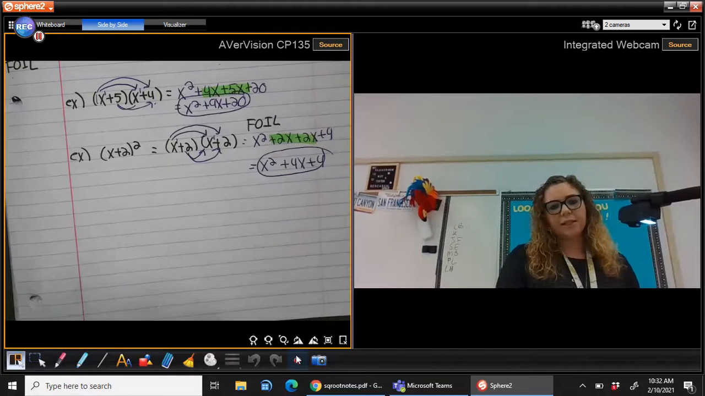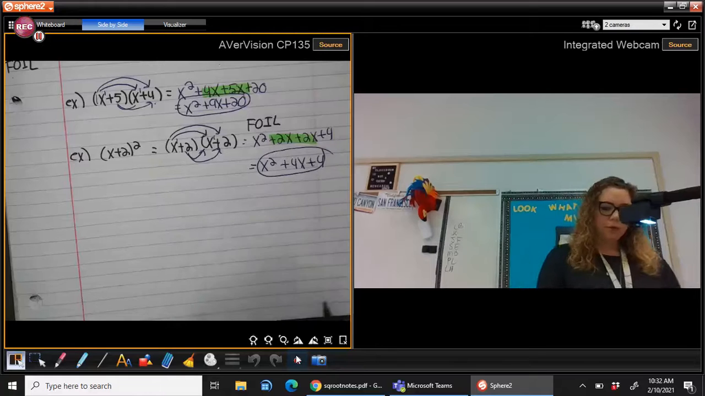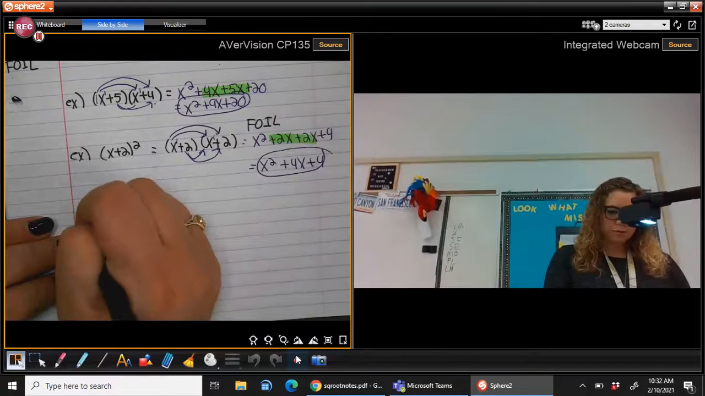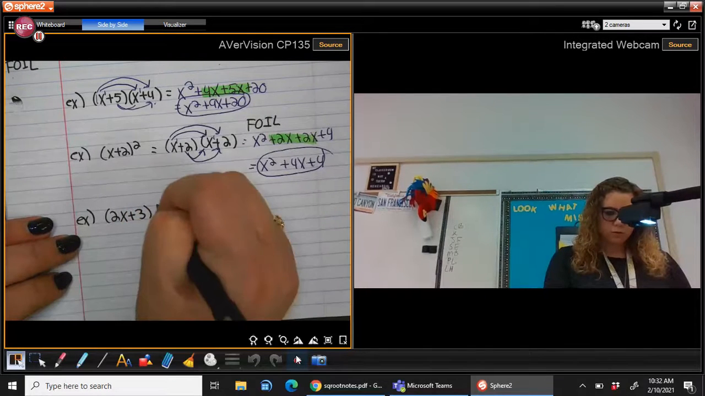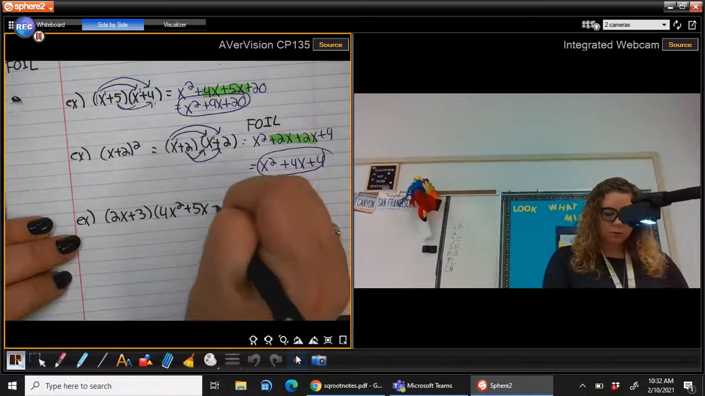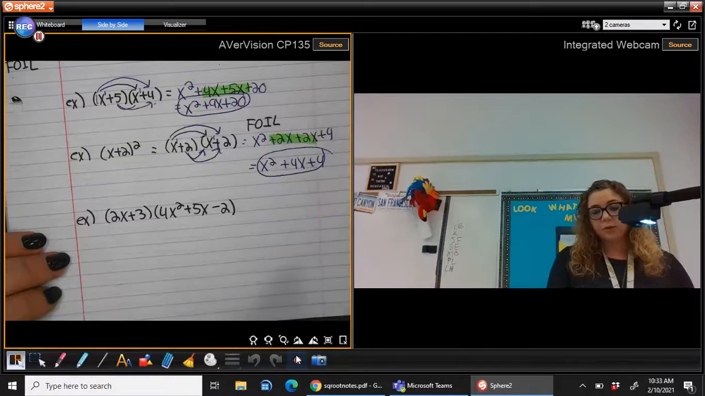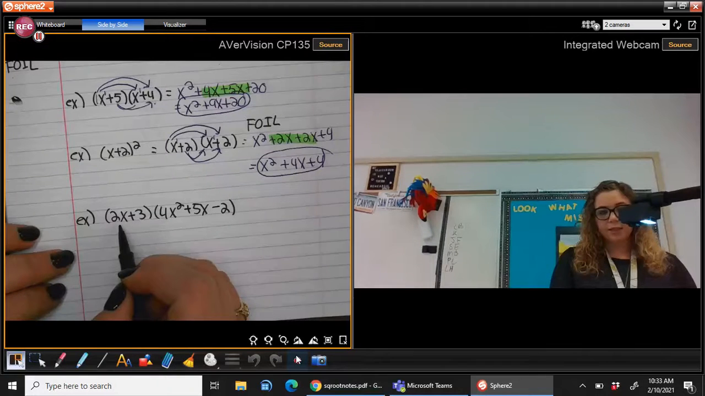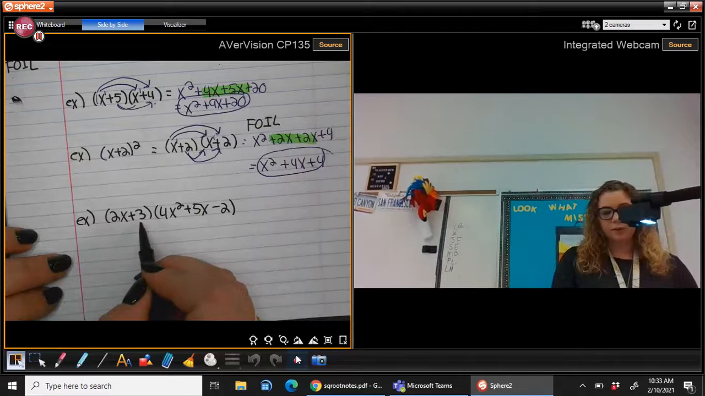Sometimes they're not always going to be this straightforward, okay? Sometimes they might look like this. And if that's the case, you cannot use the FOIL method because you don't have two binomials, okay? You have to distribute this 2x into every single thing in this parentheses, and then you have to distribute this 3 in, okay?